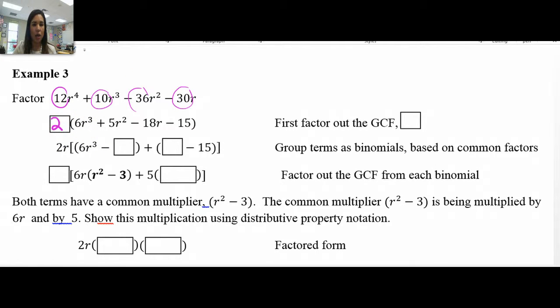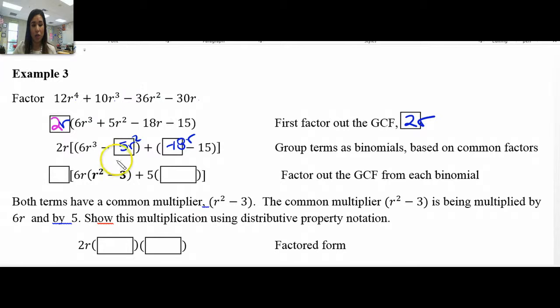And then I'm going to say, okay, well, let's see. Do any of these have, in the variables, anything I could take out? Well, we have an r to the fourth, r cubed, r squared, and an r. So yeah, all of them have an r, so I could actually take out an r as well. If I took out an r, my greatest common factor would be a 2r. If I took that out, I would be left with 6r cubed plus 5r squared plus negative 18r minus 15. So if you notice, they just rewrote it as a plus and negative, and that's okay. You don't have to do that, but that's what they did.